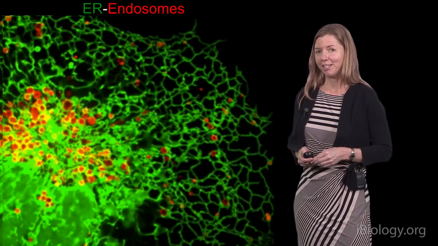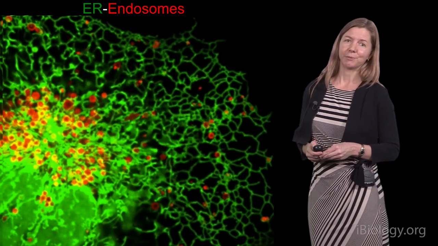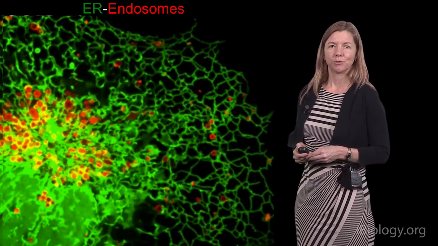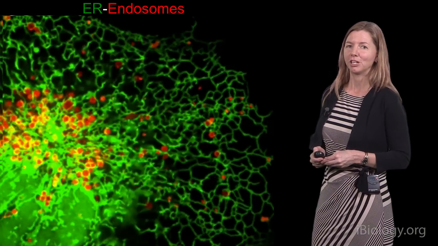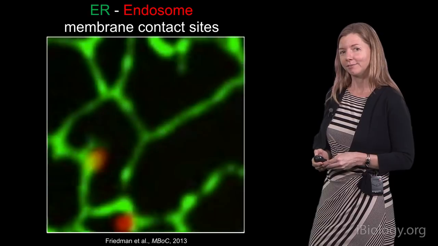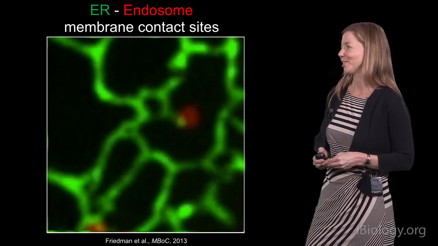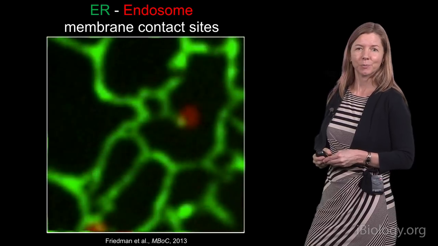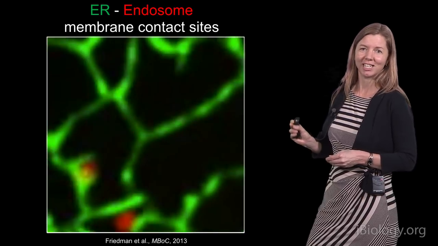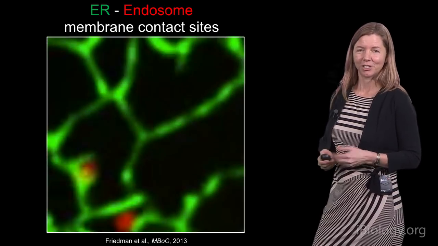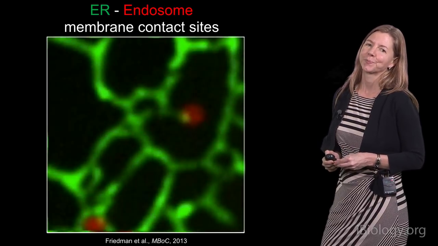So this is a movie in an animal cell where we've labeled the ER in green and endosomes in red. The endosomes move around, and as they move around, they pull ER tubules around with them. I'll zoom in on an individual event. Here, quite beautifully, you can see that this endosome, as it moves up to the corner of this video, just pulls this ER network through that single contact site up along with it. And this begs the question of what are the functions of these contact sites.